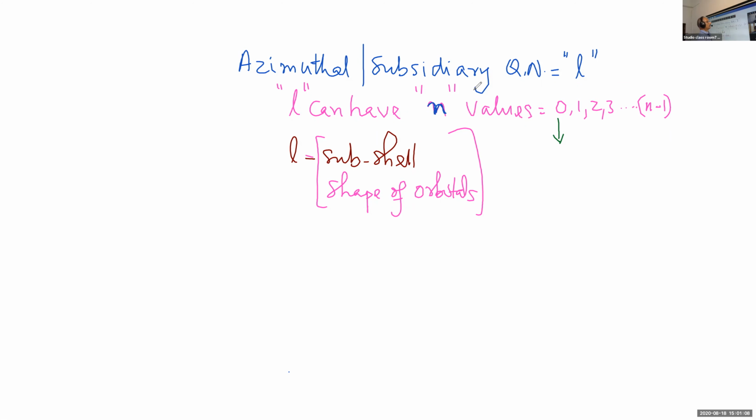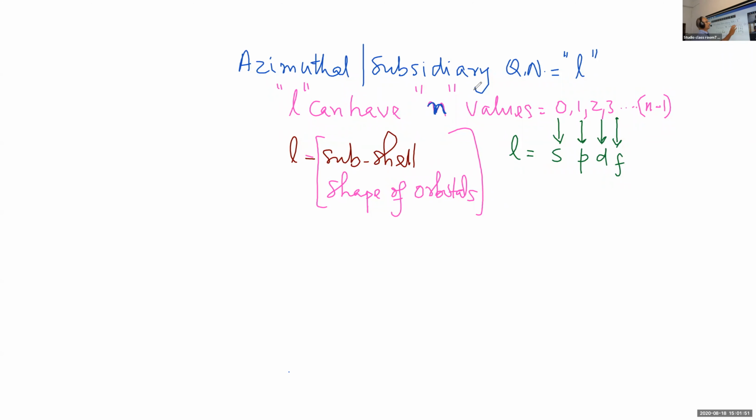Suppose L is equal to 0, then it is the S subshell. If L is equal to 1, it is P. L is equal to 2, it is D. L is equal to 3, it is F. And L is equal to 4, it is G. Then 5, H, etc. You just remember the order: S, P, D, F, G, H, the subshells. And the order of the L values will be 0, 1, 2, 3, 4, etc.